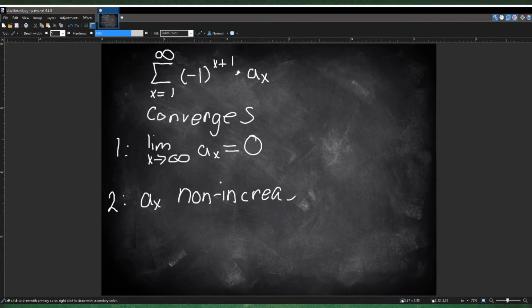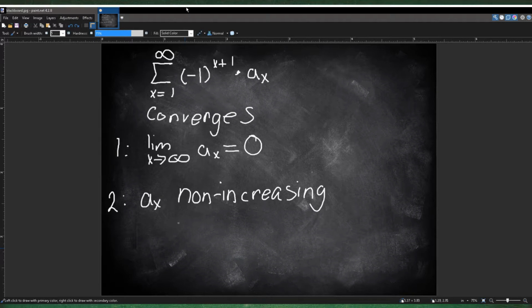So basically all this means is that as a function, the terms cannot be bigger than the one before it. So something like 1, 2, 3, 4 is increasing, so it fails the second condition because 2 is greater than 1, 3 is greater than 2, and 4 is greater than 3, right? And 4 is greater than 2, 4 is greater than 1, etc. So this would not be non-increasing because it is increasing as x increases.